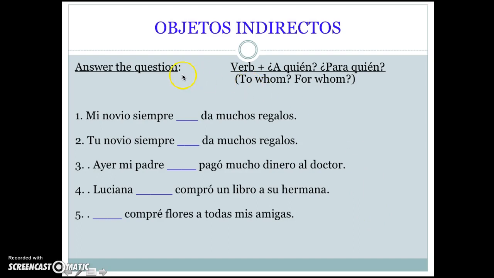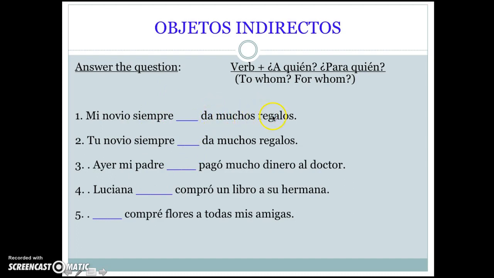Indirect objects, we pretty much use the same system, but we ask different questions this time. We identify the verb and then we ask the questions. ¿A quién or para quién? To whom or for whom? Here we have mi novio siempre blank da muchos regalos. My boyfriend always gives many gifts. To who? Well, if it's your boyfriend, let's hope he's giving you the gifts, right? So, me da muchos regalos.